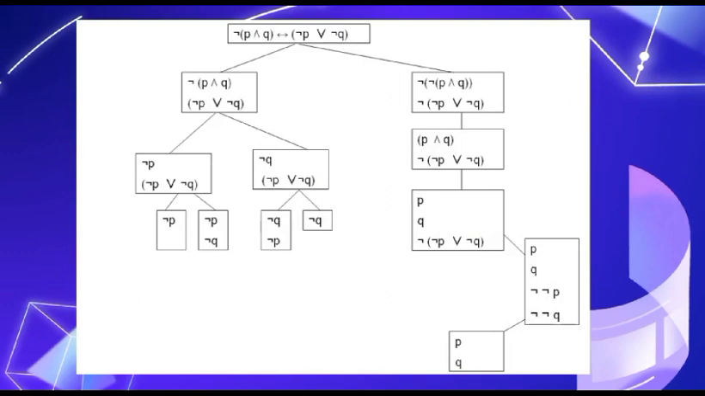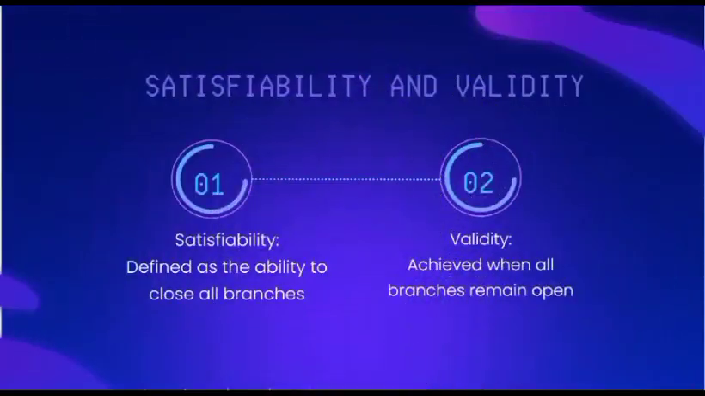Now, the satisfiability and the validity. Satisfiability is closing all branches, while validity is keeping all branches open. Significance lies in their role in logical reasoning. We can connect to the terminology in our previous examples also.